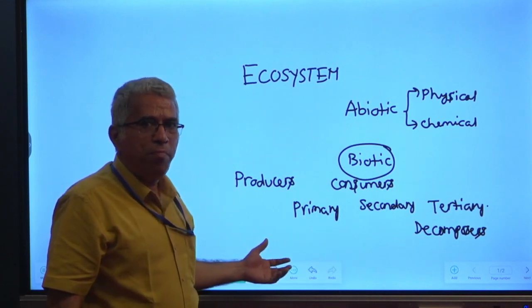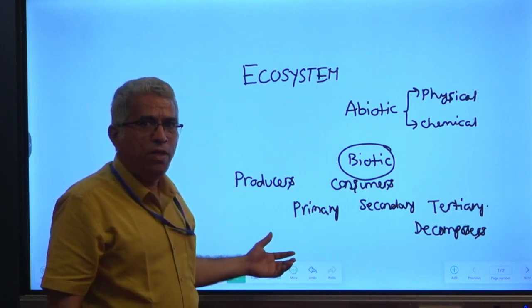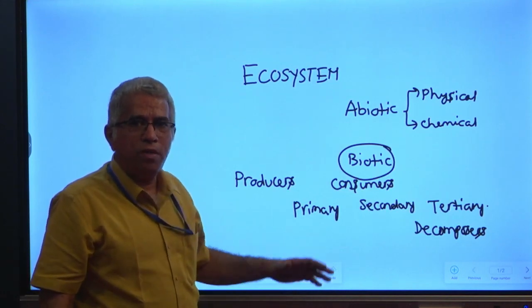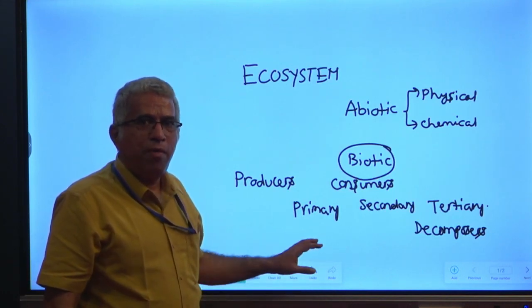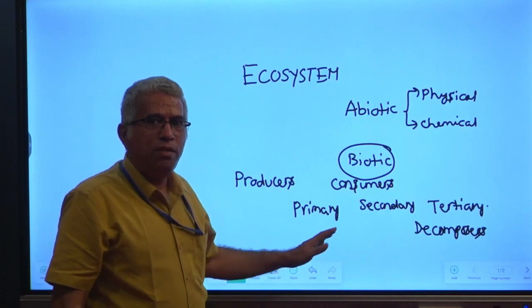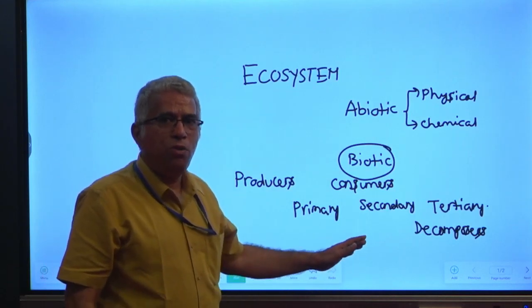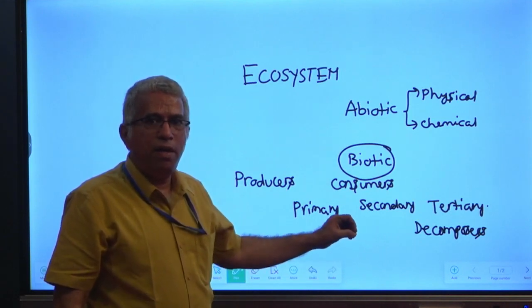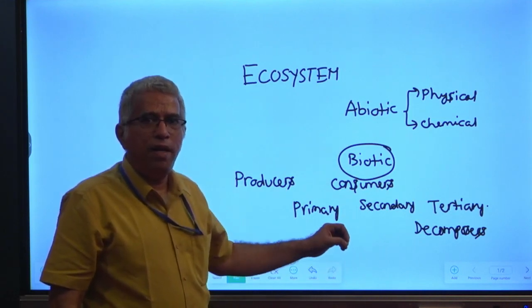Producers are represented by plants. They exhibit photosynthesis. These are the autotrophs. They can synthesize their own food materials through the process of photosynthesis. Whereas primary consumers are herbivores, secondary and tertiary consumers are carnivores. And decomposers are nothing but detritivores, which feed on dead and decaying organic matter.